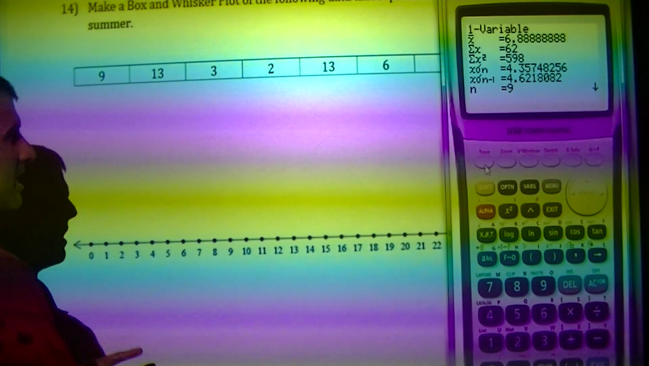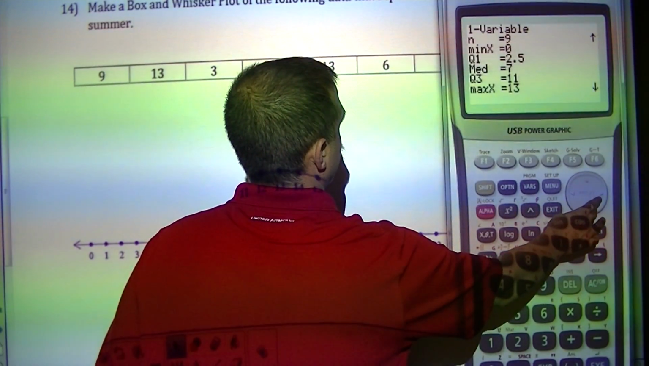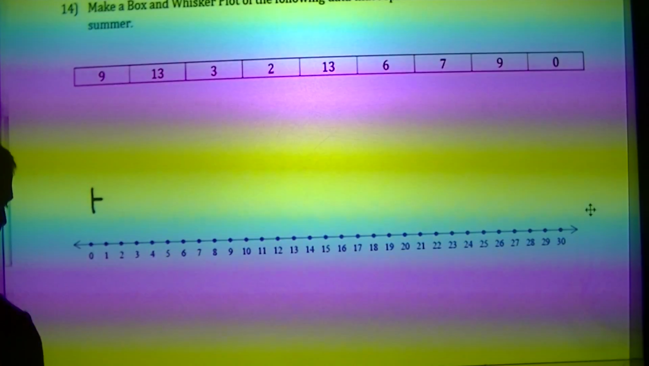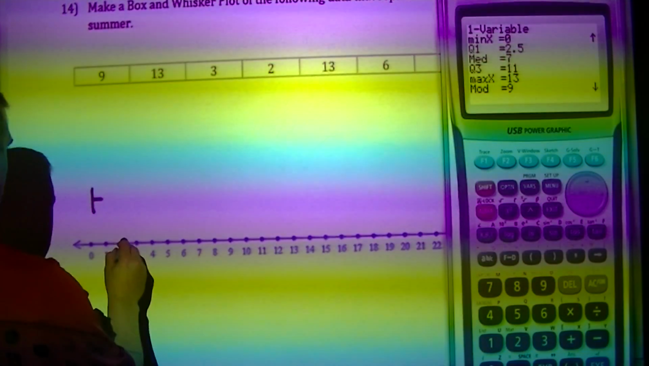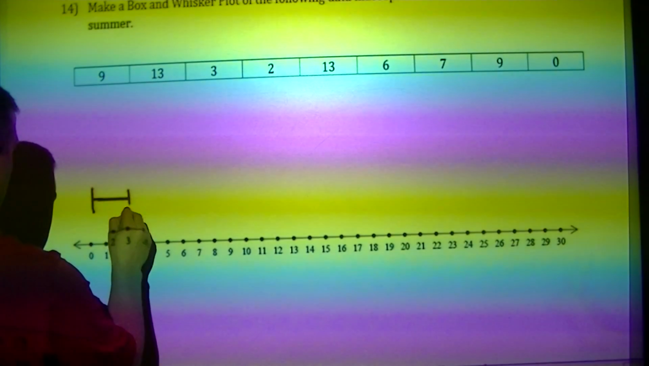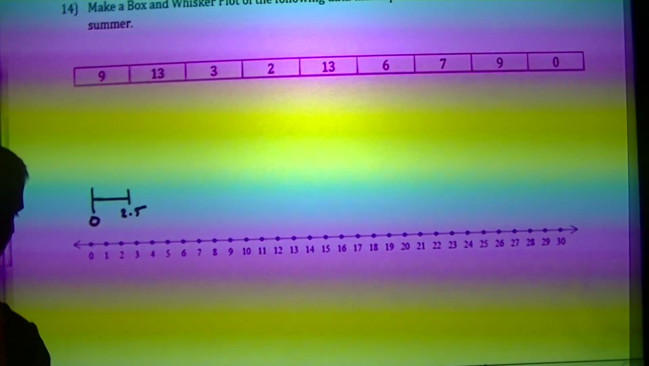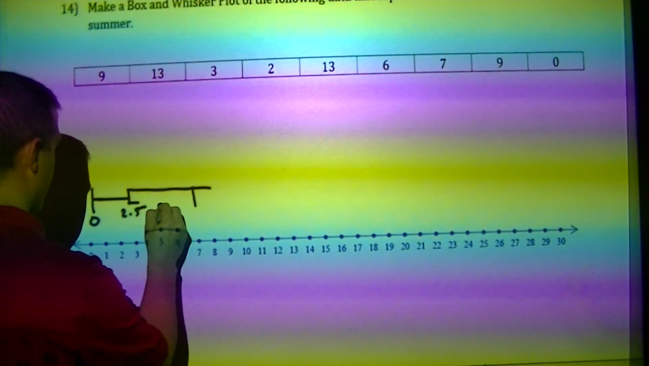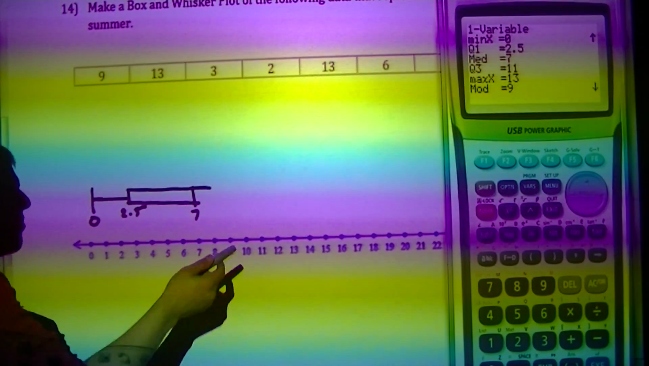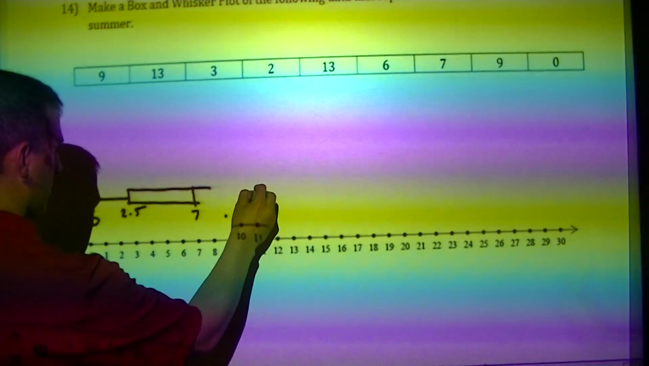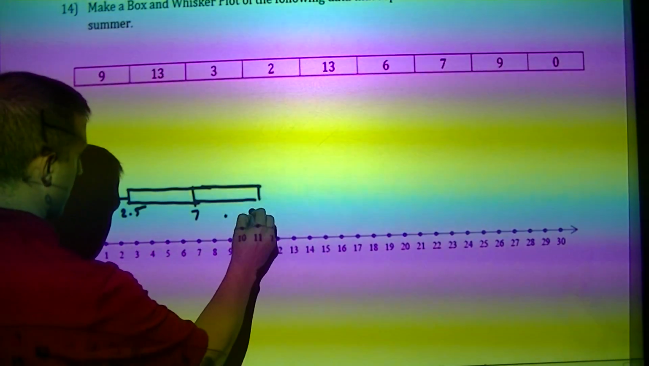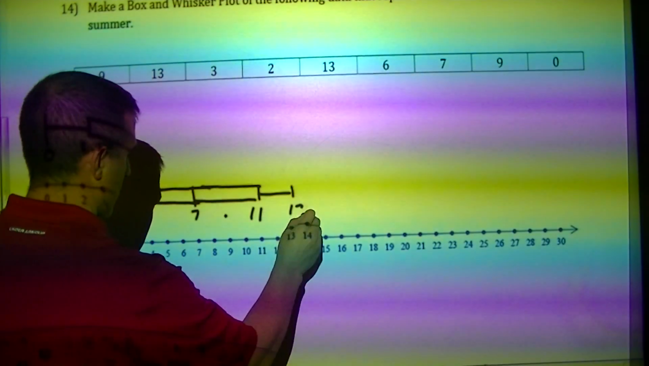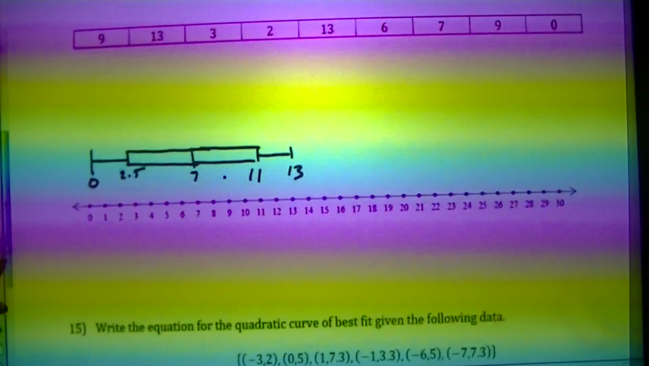Okay, so the things I need: my minimum is 0. Okay, so at 0, I'm going to have my minimum. My Q1 is at 2.5, so this will be where my Q1 is, 2.5. My median is at 7. My Q3 is at 11. And my max is at 13. And all you gotta do is line it up. It's a pretty easy problem.